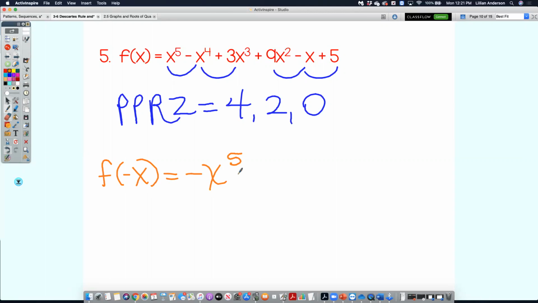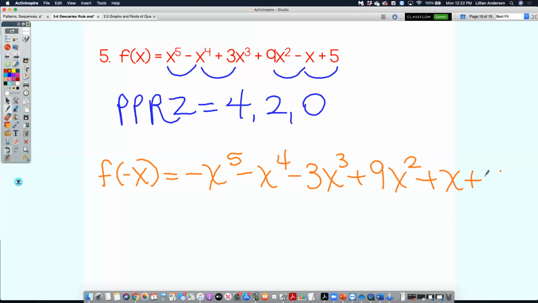That gives me a negative x to the 5th minus x to the 4th minus 3x to the 3rd plus 9x squared plus x plus 5. How many? 1. I just have 1? Right here. Perfect. Do you notice anything between your maximum possible real zeros and your maximum negative real zeros, Colton? So always add up to like your highest exponent. Exactly. It always will add up to your highest exponent. 4 plus 1 is equal to 5.